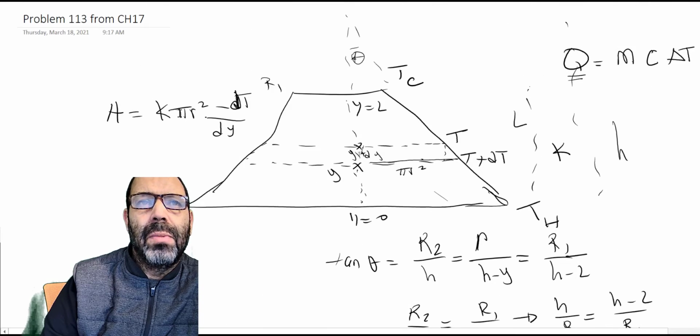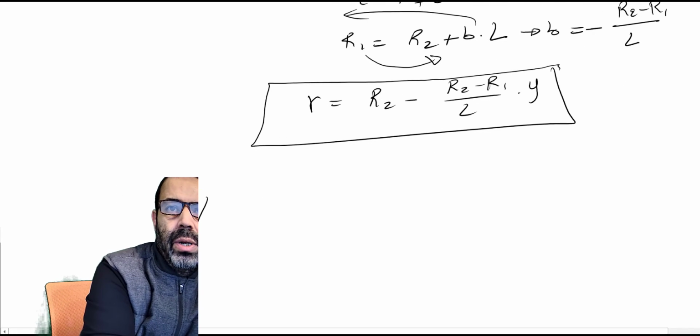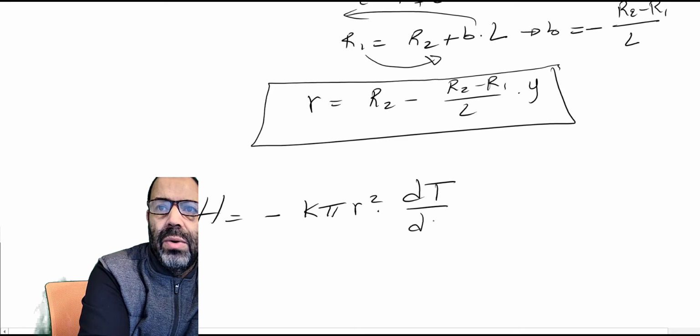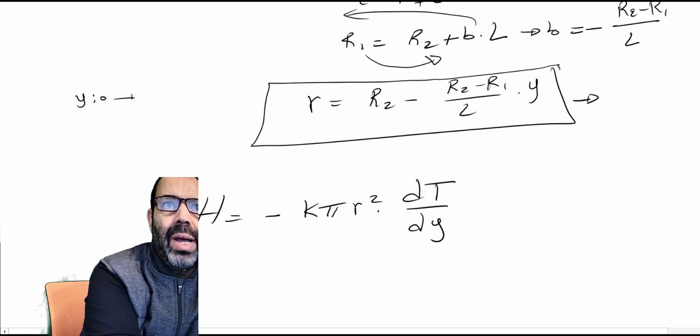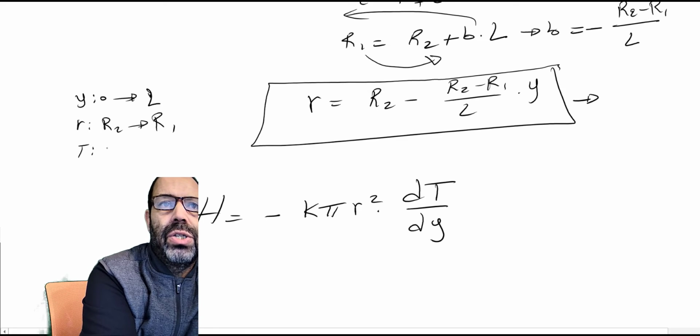So now let's go and finish this problem. Okay, so we have h equal to minus k times pi times this r squared times dt over dy. Remember, r is a function of this number. As a matter of fact, I need to find what dy is in terms of dr, because instead of varying y from 0 to L, I'm going to vary r from r2 down to r1. That's it, and the integration should be the same. And the temperature, of course, changes from T hot down to T cold.